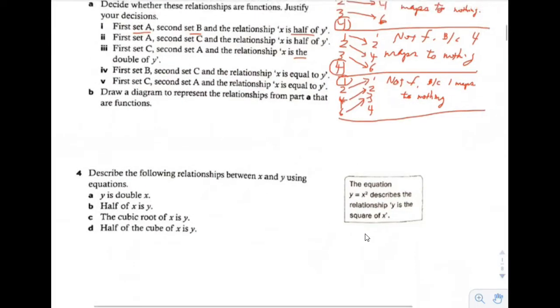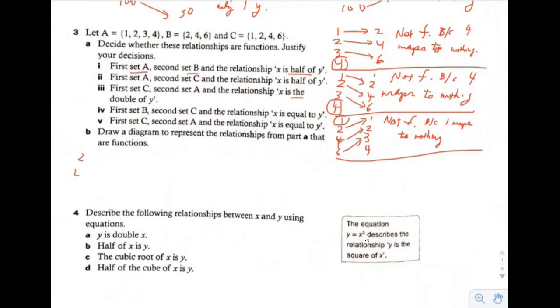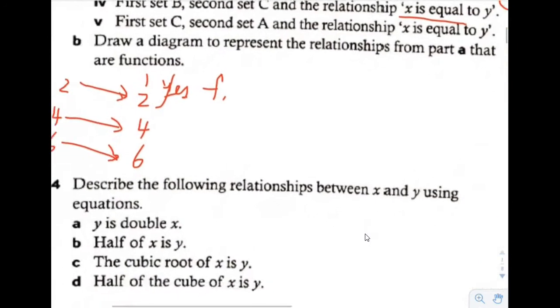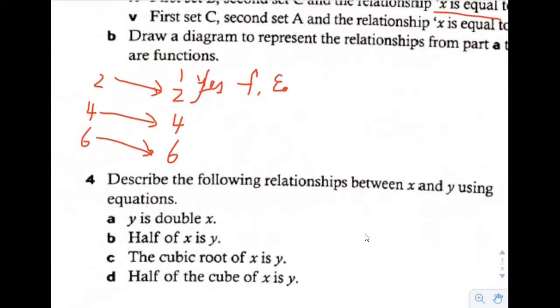First is set B, then C. So B is 2, 4, 6, and C is 1, 2, 4, 6. And the relationship is x is equal to y. So 2 is equal to 2, 4 is equal to 4, and 6 is equal to 6. Is that a function? Yes. It's a function. Okay, and the reason is because each x maps to 1 y. Okay?